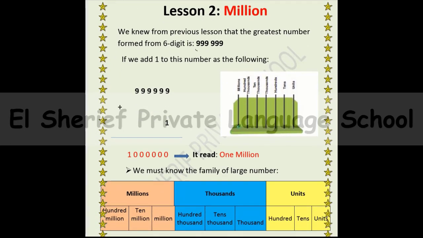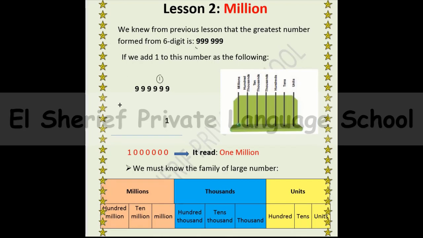So 9 plus 1 equals 10, put 0 and carry up 1. 1 plus 9 equals 10, put 0 and carry up 1. Again 1 plus 9 equals 10, put 0 and carry up 1. And finally 1 plus 9 equals 10 and we put 10.